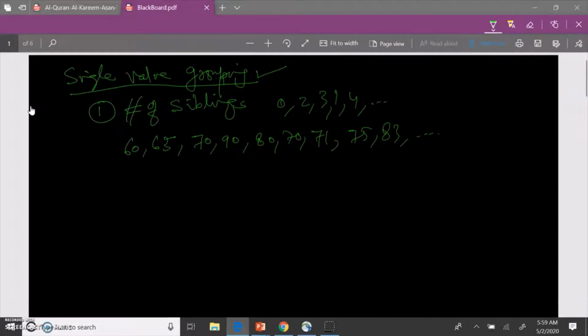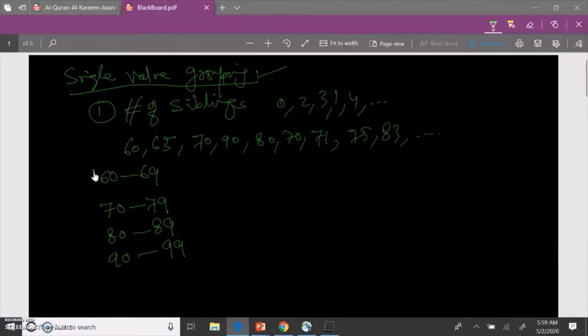Let's make categories. All those people who are earning between $60,000 and $69,000 are in this category. All those earning between $70,000 and $79,000 are in this category. All those earning $80,000 to $89,000 belong to this particular category. And, just for the sake of discussion, taking a simple example to understand, all those earning $90,000 to $99,000 are in this category.